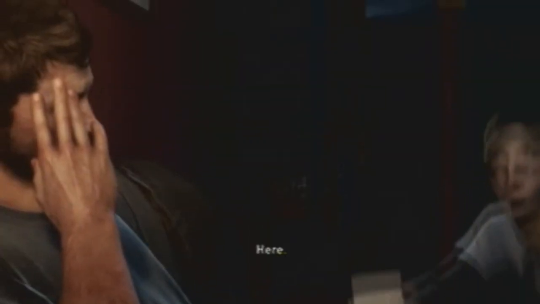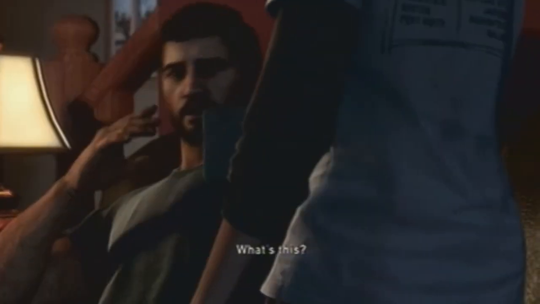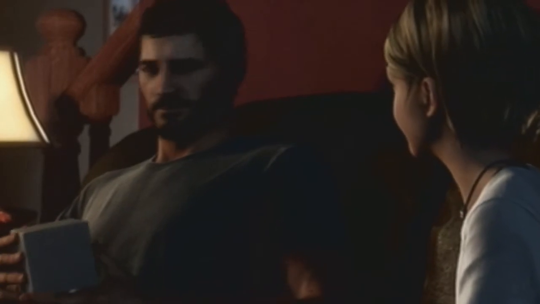There are obviously no zombies yet, so I assume when the zombie apocalypse comes, she dyes her hair. Because her hair is brown. And right now it is blonde.